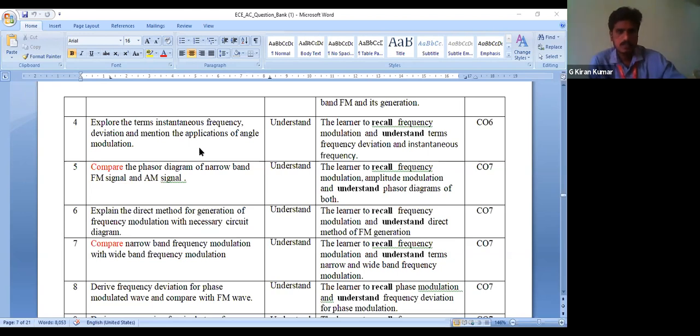Now the next, sixth question: explain the direct method for generation of frequency modulation with necessary circuit diagrams. That is nothing but the direct method of generation, and the Armstrong method we have. We'll go through it. And compare narrowband frequency modulation with wideband frequency modulation. We have a comparison table. What is the formula, what is the modulation factor and what are the other parameters we have, we'll go through it.